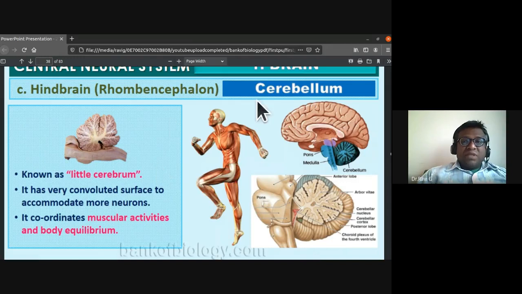The function of the cerebellum is to coordinate muscular activities and body equilibrium. That is what you have to remember. The function of the cerebellum is to coordinate the muscular activities and body equilibrium.